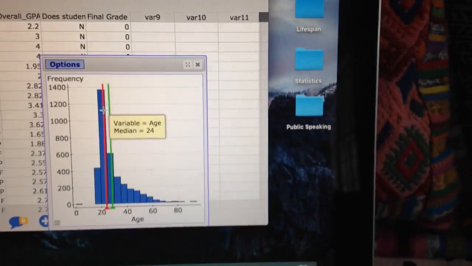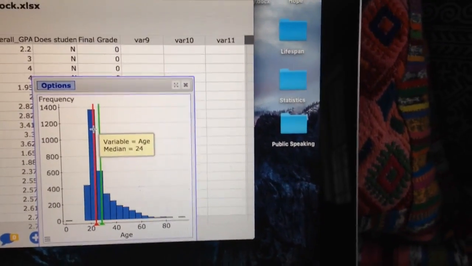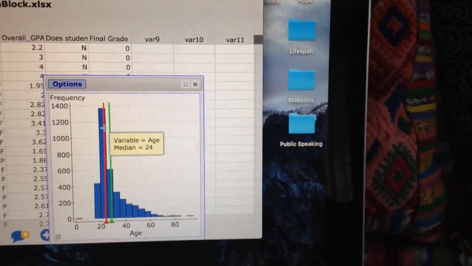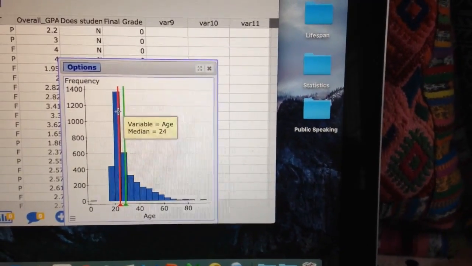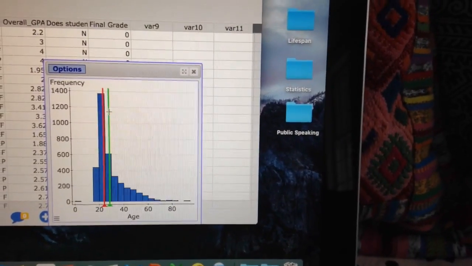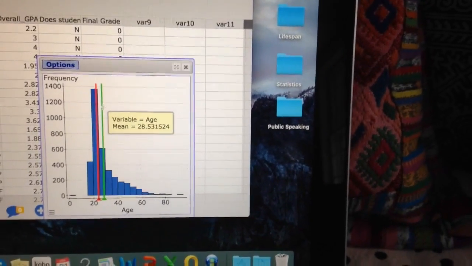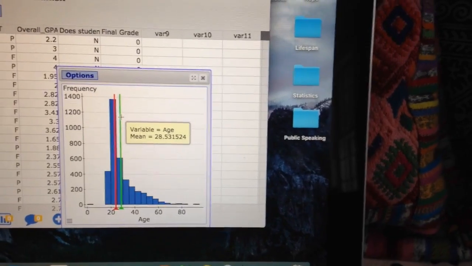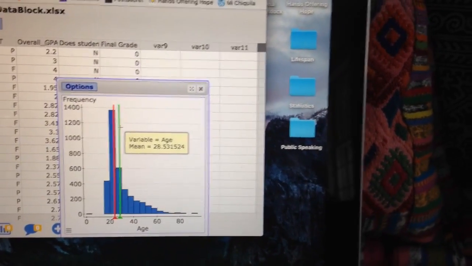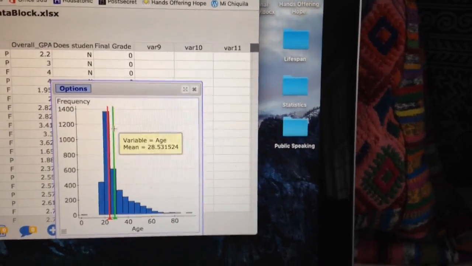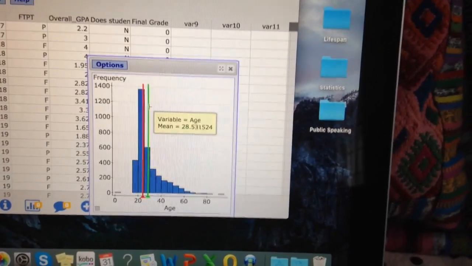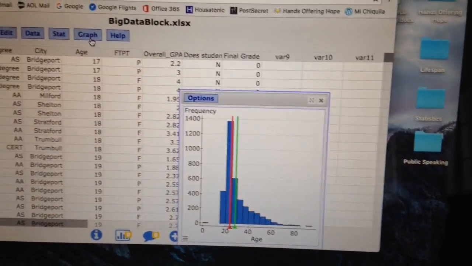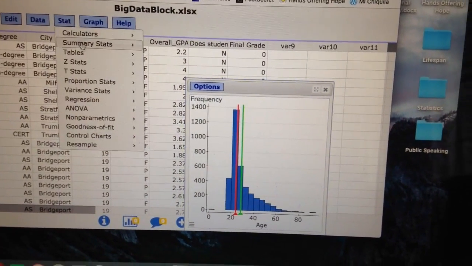Median is the exact center of your data. If you lined every number up, you would go to the middle, and what splits the top half from the bottom half is the median. In this particular case, the median age is 24. The mean is figured out a little differently: we take the sum of every age of every student, add it all up, and divide it by the number of students. The number of students we have here is 3,537.